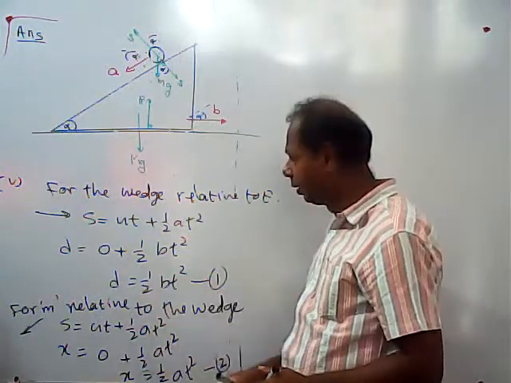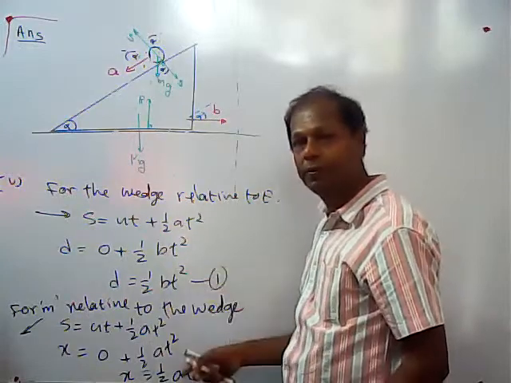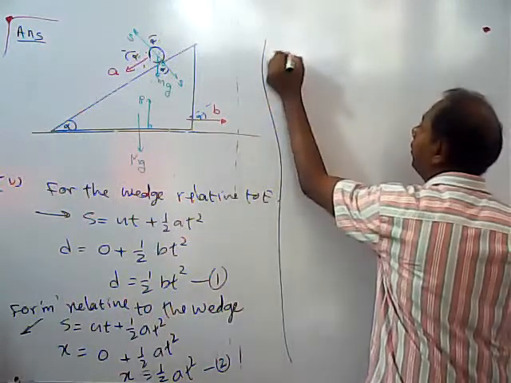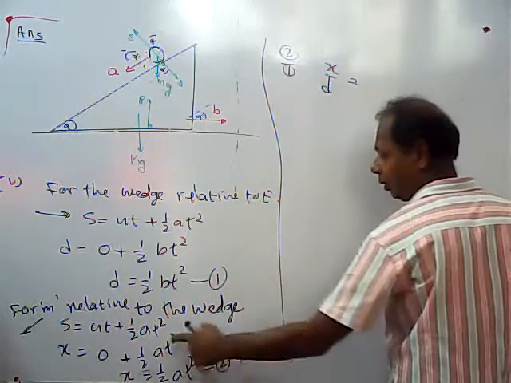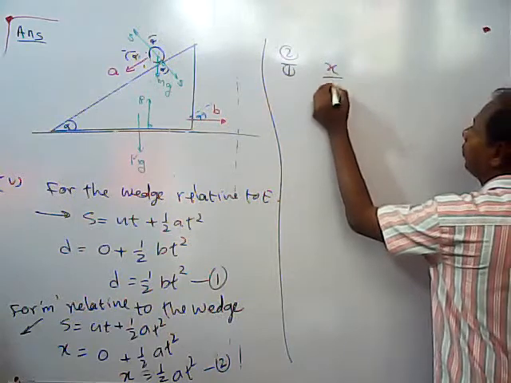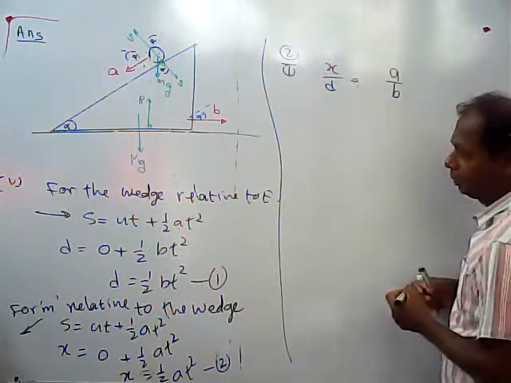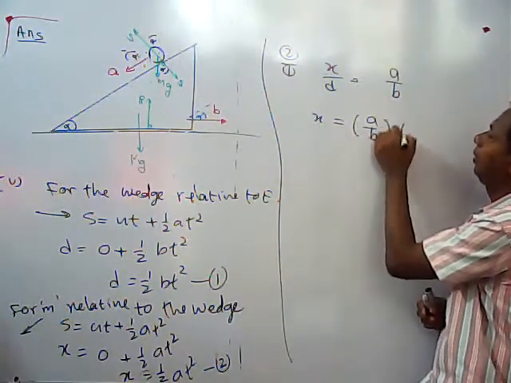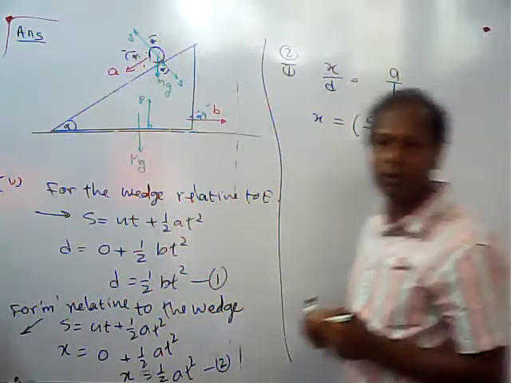d is given. I think the best thing to do is to divide these two, 1 and 2, you can get rid of t squared. So 2 divided by 1, you get x over d equals half t squared will cancel off. x over d equals a over b. So x is equal to a over b into d. So what about a over b?